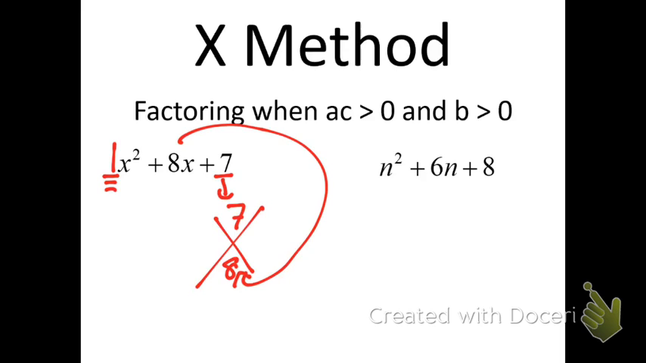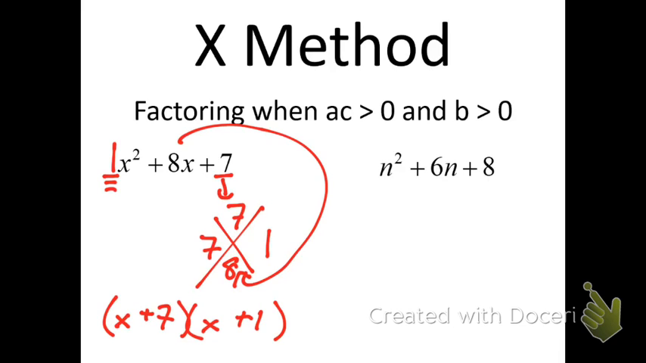So two numbers, multiply to 7, add up to 8. Well, it would be 7 and 1. 7 times 1 is a positive 7, and 7 plus 1 is a positive 8. So guess what? We have two sets of parentheses touching. We have x here and x there. They're always going to be there. And we have plus 7 and plus 1.